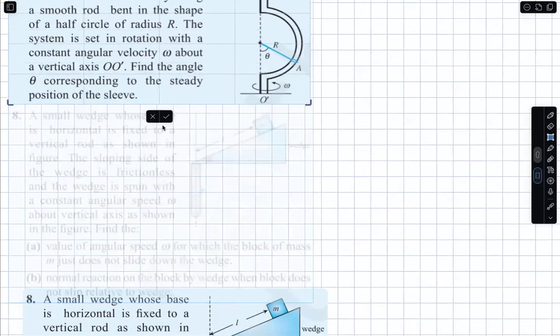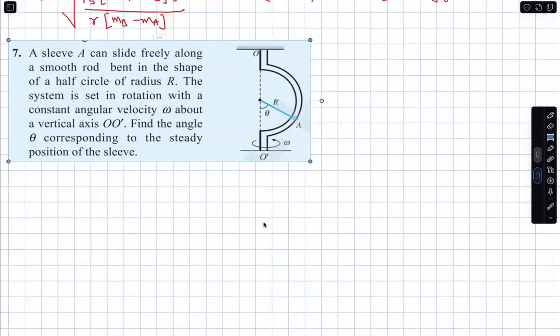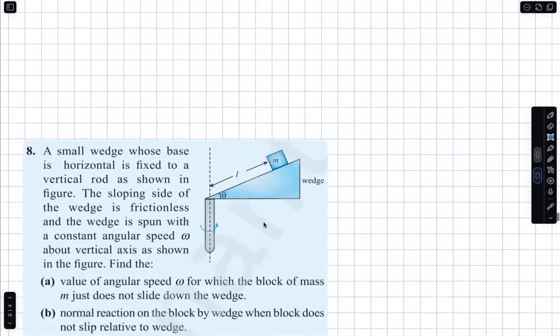I can hear some noise. Any problem there? I can hear some noise. Anika, any problem in our classroom?